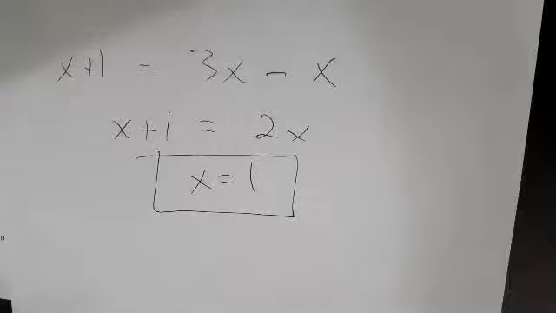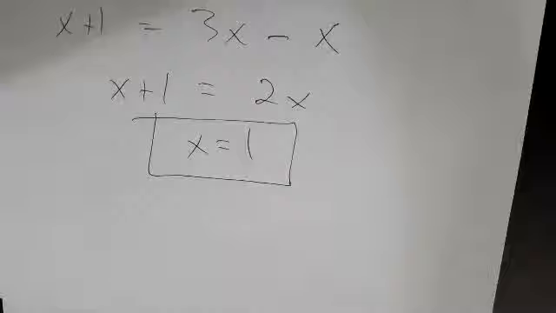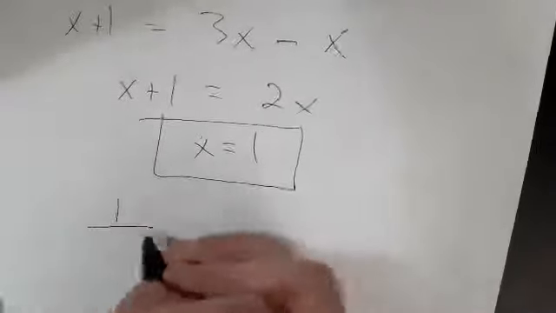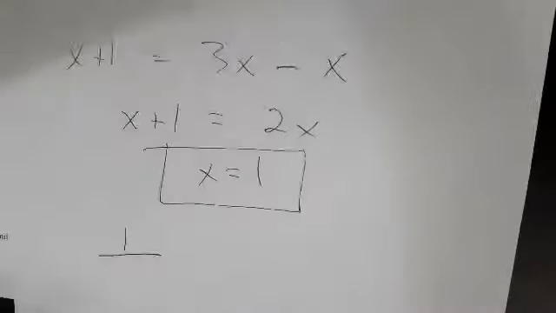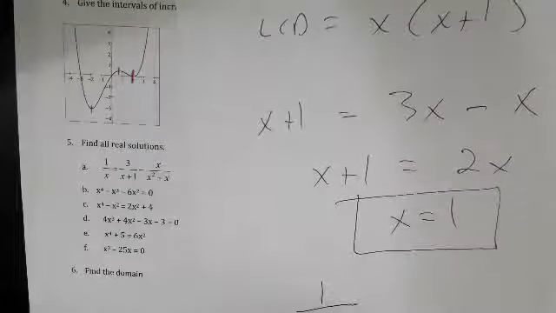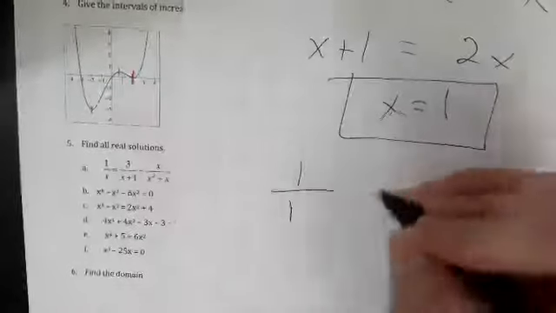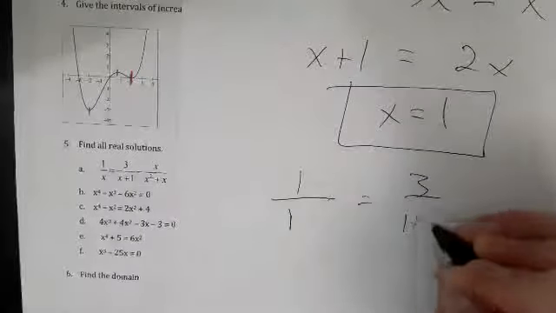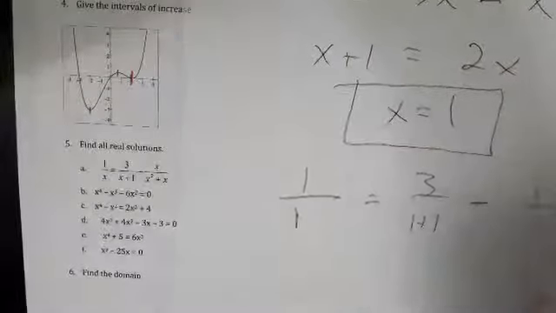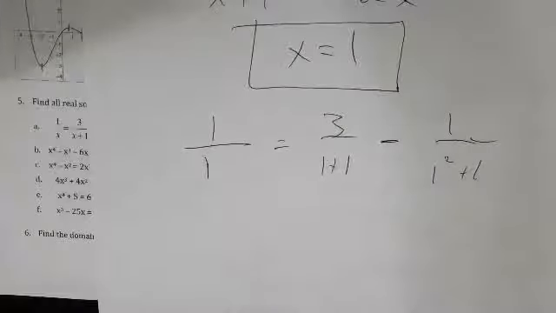Yeah, you're right. But what should I really do? And this is pretty important. When we have rational stuff, what should I do with this? This is my equation. I get the solution. Plug it in. I should really plug it in to make sure it doesn't give me a zero in the denominator. I think it will be okay. I don't think it's giving me zeros in the denominator.